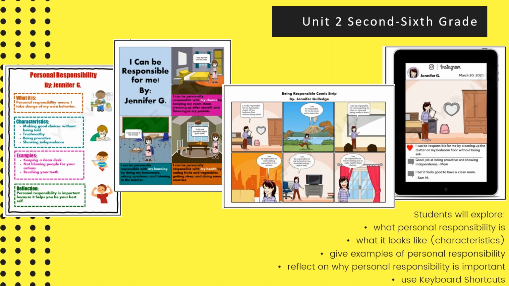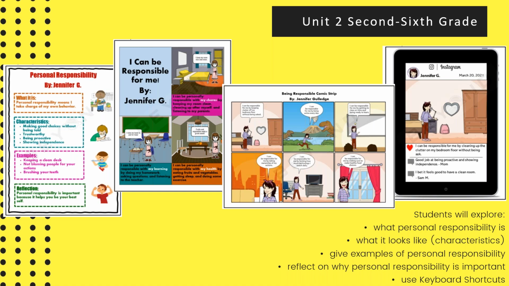When we move up into our 2nd to 6th grade students, they're going to be talking about what personal responsibility is, what it looks like. They're going to give examples. They're going to reflect on it. They're going to use keyboard shortcuts. You will see that in 2nd grade, they're going to make a booklet. I can be responsible for me. They're going to cut that up and make it into a booklet. This is a digital illustration, but they can also use hand-drawn illustrations.